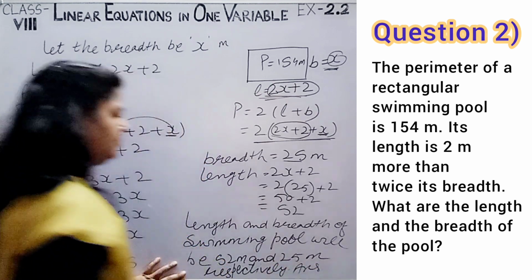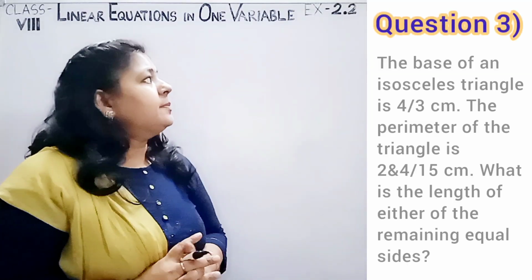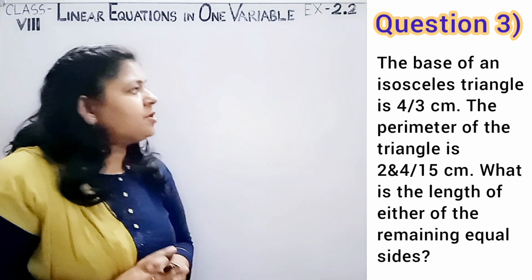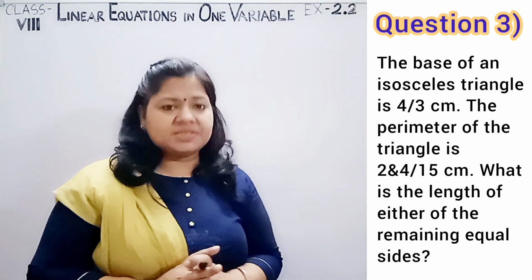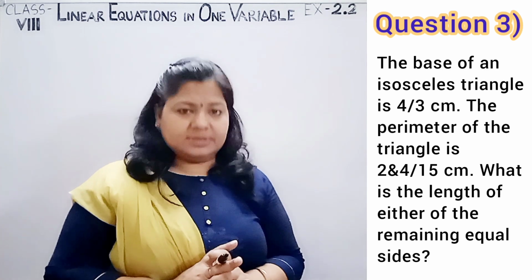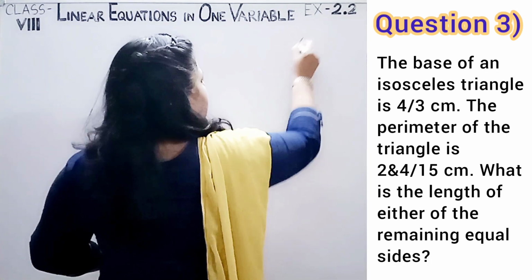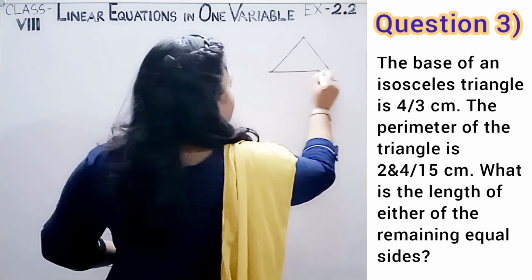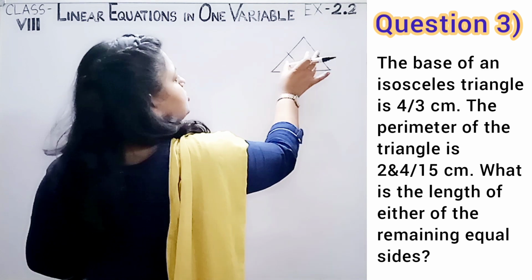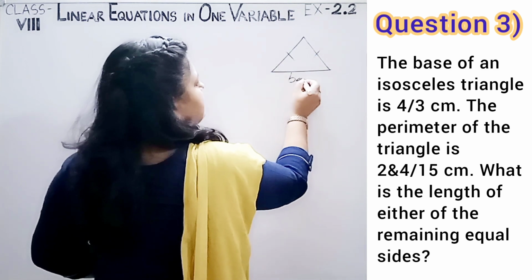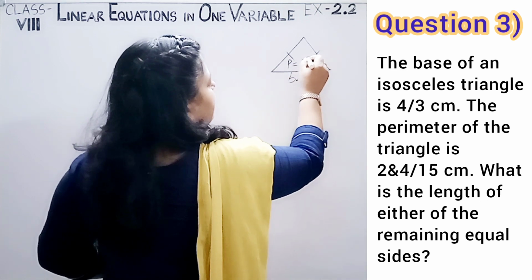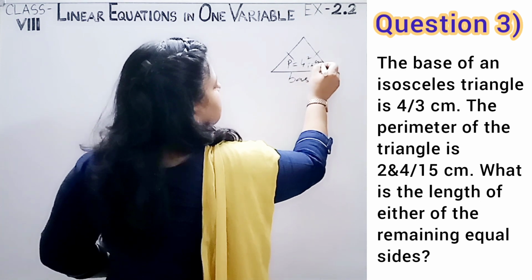Answer. Question number 3. The base of an isosceles triangle is 4 by 3 centimeter. The perimeter of the triangle is 4 and 2 by 15 centimeter. What is the length of the remaining equal side? Now what is an isosceles triangle? So here I am drawing an isosceles triangle, and as we know, an isosceles triangle has two equal sides. It means this is the base and the perimeter is given. What is the perimeter? The perimeter is 4 and 2 by 15 centimeter.